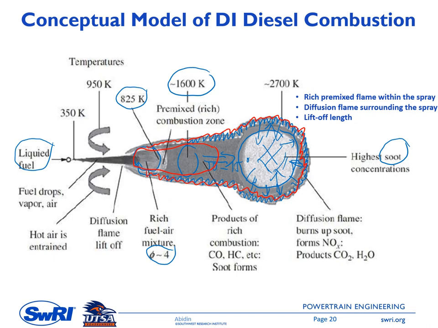Another feature of this diesel combustion is what is called the lift-off length. So this is the distance between the nozzle tip and the start of the combustion. So it is somewhere here, where we have a premix flame. So this one is what is called lift-off length.